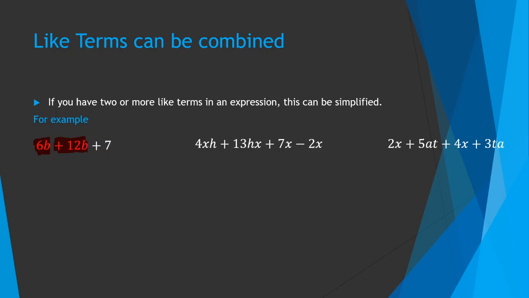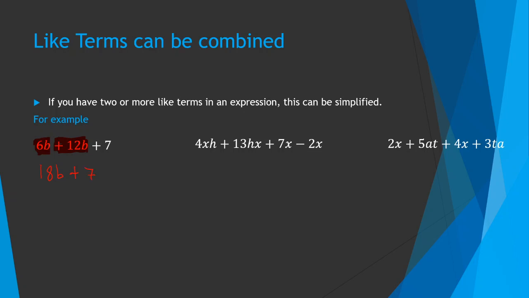Okay, and the 7 isn't really common with any other number on its own. So what I'm going to do is I'm going to add 6b to 12b. So if I have 6 bananas and I wanted to add 12 bananas, I will have a total of 18 bananas. 6 plus 12 is 18. And the 7, well, that can't be simplified anymore, so we leave it like that.